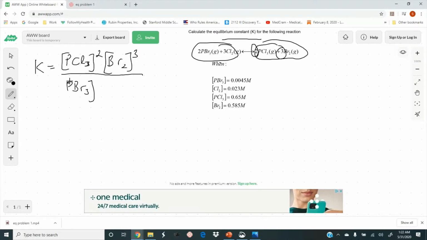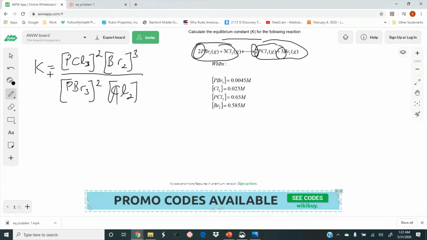PBr3. And once again, the coefficient is 2, so we square it. And Cl2 is your other reactant. Oh, that was ugly. And since Cl2's coefficient is a 3, we cube it. All right, so that's my law of mass action. We saw it in an earlier sample problem. Now we just plug these numbers into here.